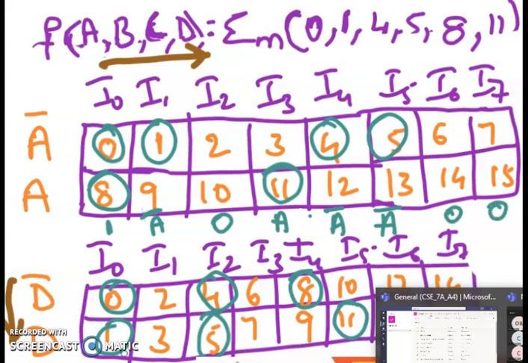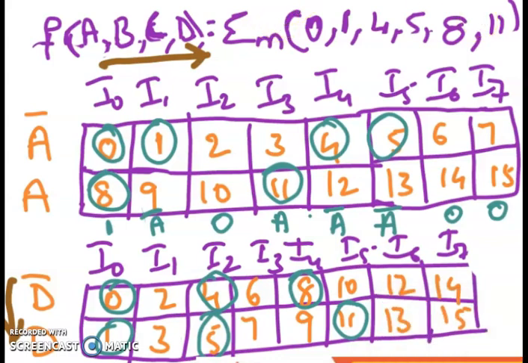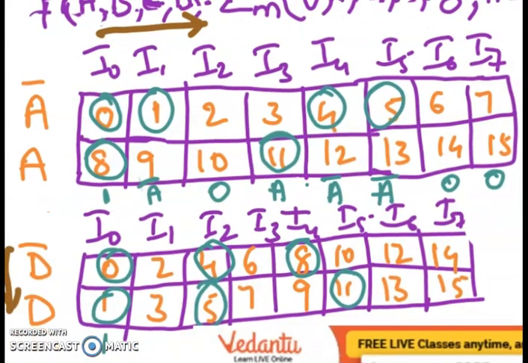Now to work for D: where both have been circled, it is 1, and where not circled, 0. Here it is 1, then here it is 0, here it is D bar, here it is D, and here it is 0. That's what we are going to get.